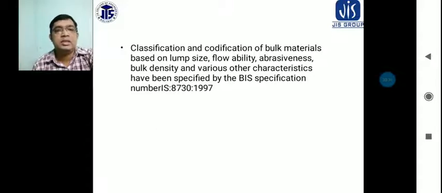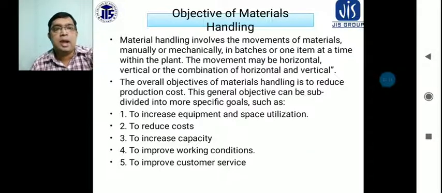Another thing you can see is the classification and codification of bulk materials. Based on lump size, different types of lumps of particles will be classified according to the lump size, and also the flowability and the abrasiveness. Different types of materials can be classified according to these codifications. Various other characteristics have been specified by the BSI specification number 8730 of 1997. Another thing is the objective of materials handling.